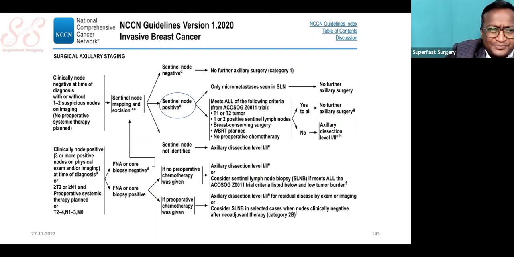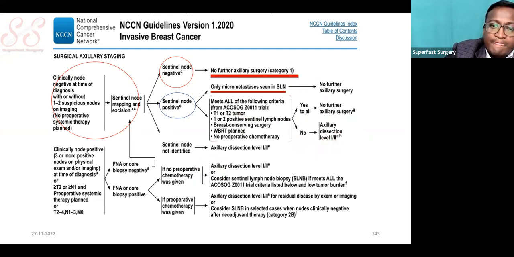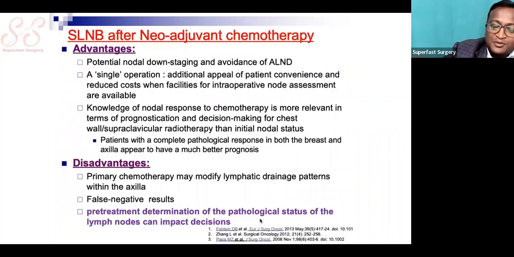Now this is the NCCN guideline, where how do we approach the clinically node negative axilla? We'll do sentinel lymph node biopsy, and if the node is negative, no axillary dissection. While if the sentinel lymph node is positive, then we have to see whether it is meeting the Ecosuc G11 criteria. If it is meeting the criteria, yes to all, then no axillary surgery because we'll be giving radiation therapy. But if it is not meeting any one, then we have to do axillary lymph node dissection. And if the sentinel node is not identified for any reason, then we have to do axillary dissection to be on the safer side. So now, gone are the days when we used to do sentinel lymph node biopsy only in upfront patients. Now, even after neoadjuvant chemotherapy, if the previously node positive patient turns out to be node negative, we can do SLNB even in those patients.